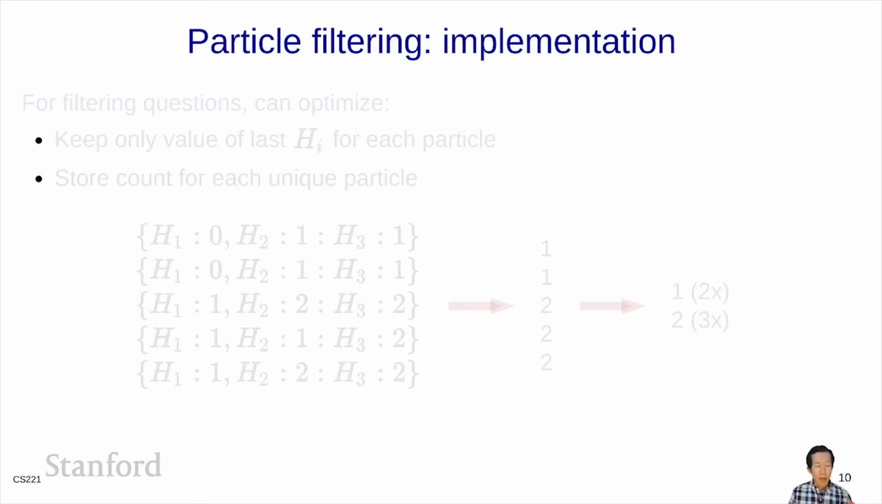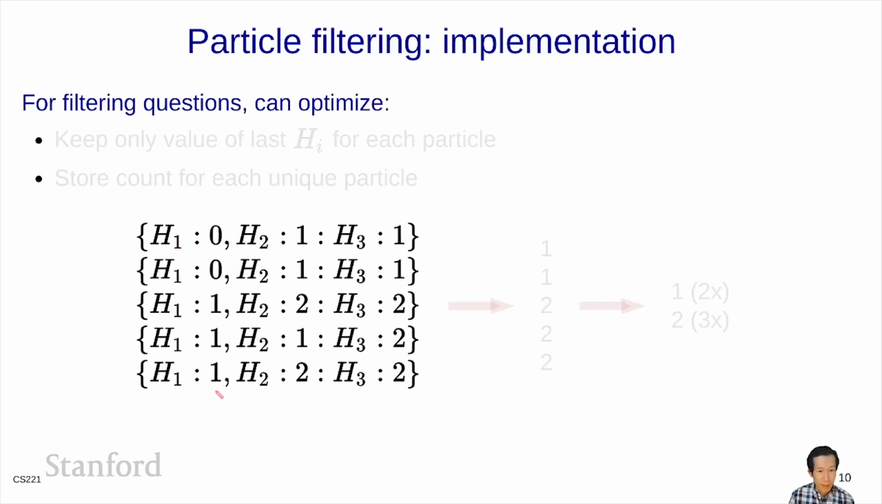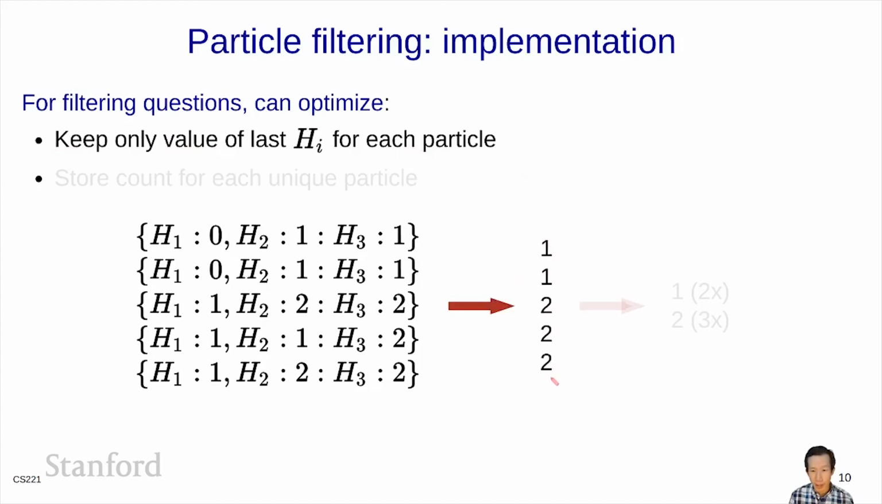Okay, so there are two ways to make particle filtering more efficient. So particle filtering, we've cast it in terms of generating a distribution over complete assignments to all the variables. But if you're only interested in filtering queries, which look at the last variables, then instead of storing all the assignments, we only need to keep the value of the last H_i.